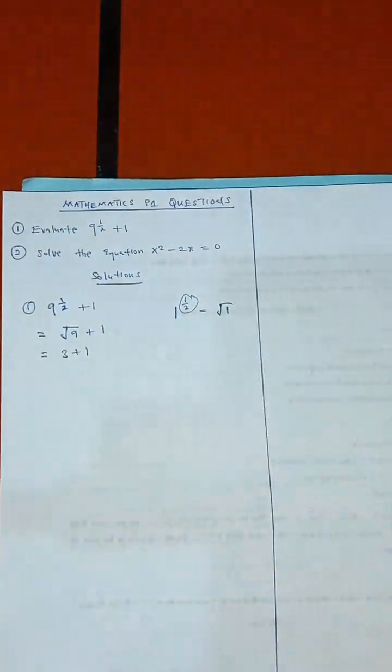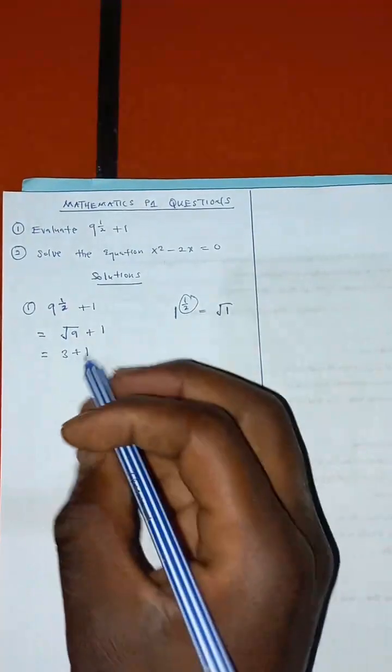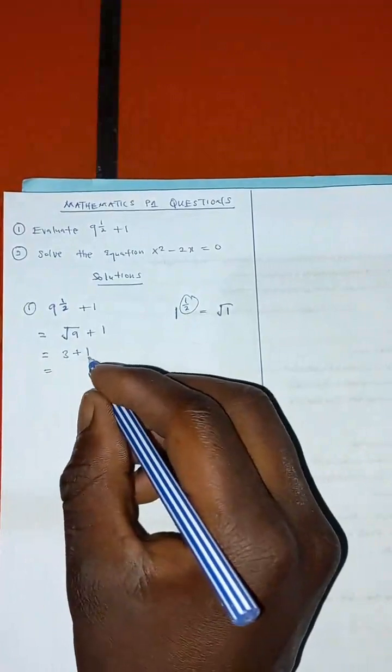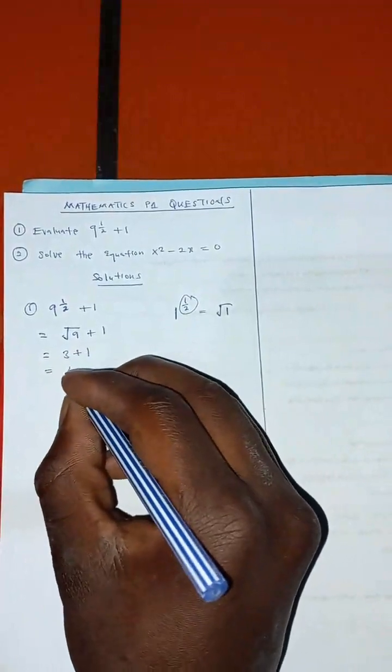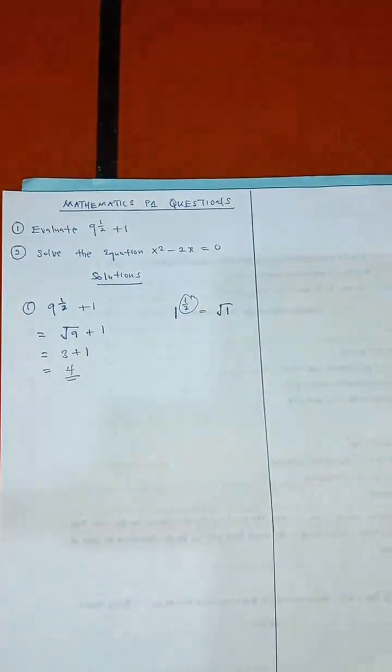What we mean by square root is a number that, when multiplied by itself, gives us 9. That number is 3. So 3 times 3 is equal to 9. Therefore, the square root of 9 is 3. That's why we have this 3 here. So 3 plus 1 gives your answer, 4. That's how we solve such questions.